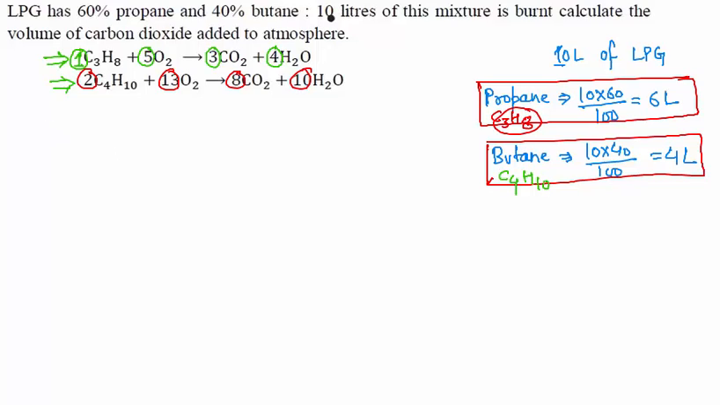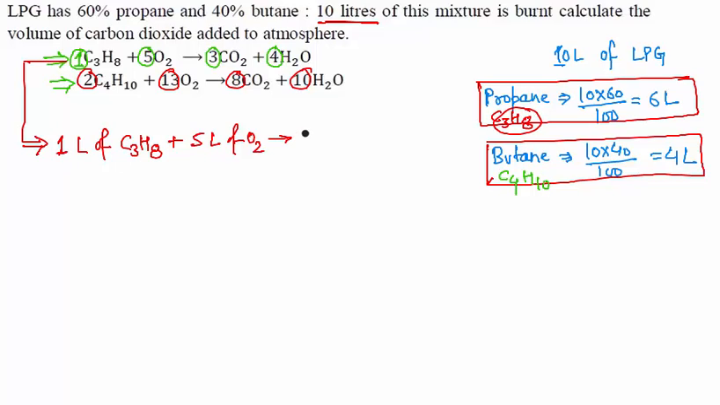Because you are dealing with these reactions in terms of volume, this stoichiometric coefficient gives us information. Look at this information: 1 liter of C3H8, that is your propane, reacts with 5 liter of oxygen, and that is the complete reaction, and it gives you 3 liter of CO2 plus 4 liter of water.